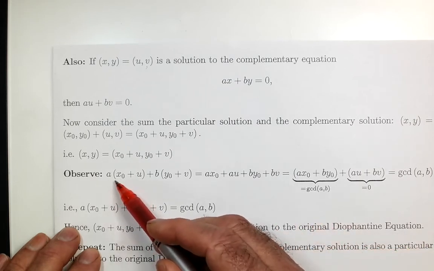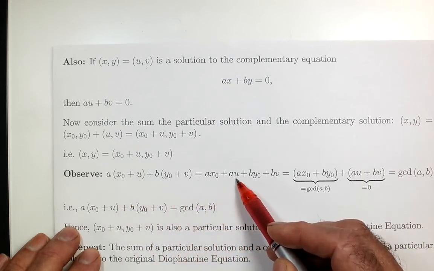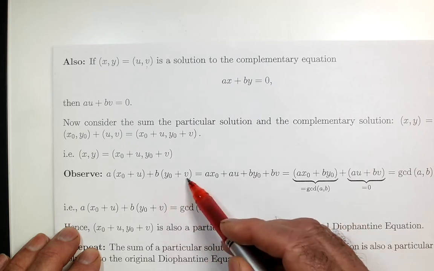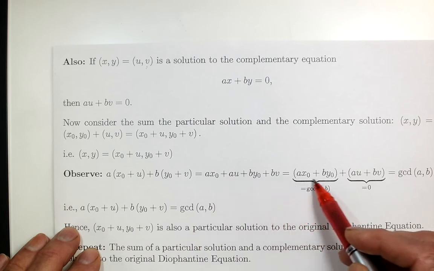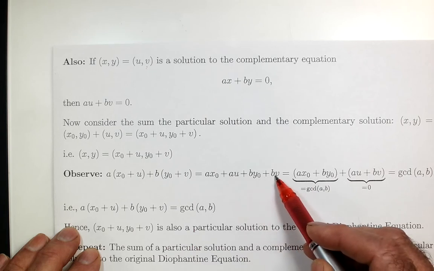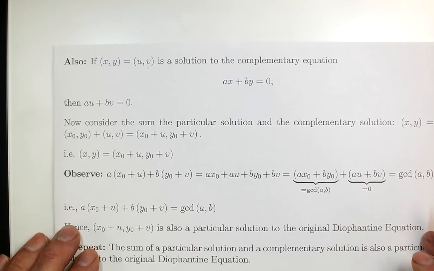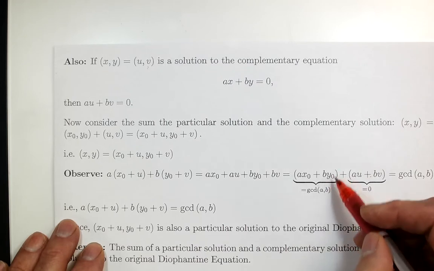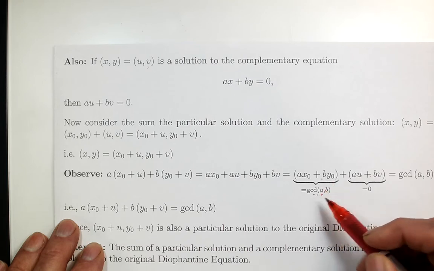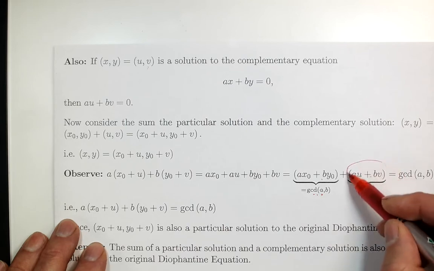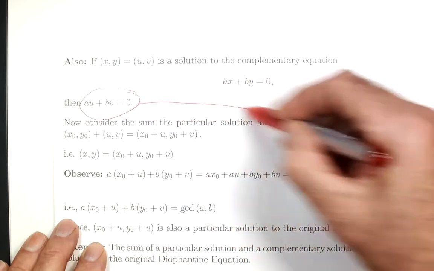So we get a x naught, a u, b y naught, b v, and then we group them differently. We take the a x naught and the b y naught and group them together, and we take the a u and the b v and group them together. But wait a minute. A x naught plus b y naught, that's the greatest common divisor of a and b because this is a solution to the original equation. And a u plus b v, that's equal to 0.